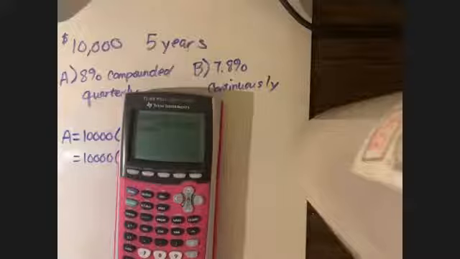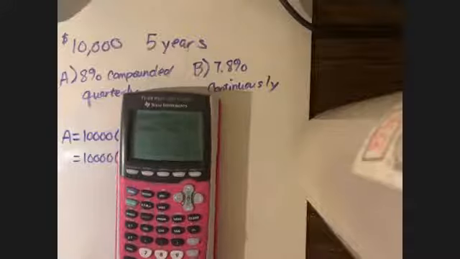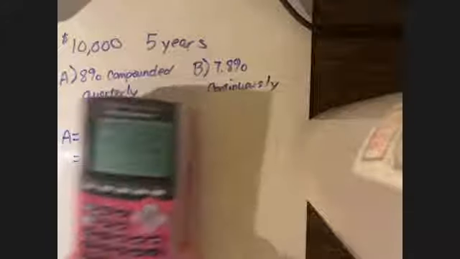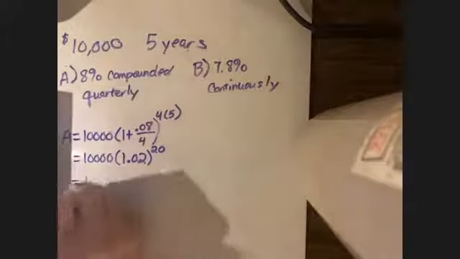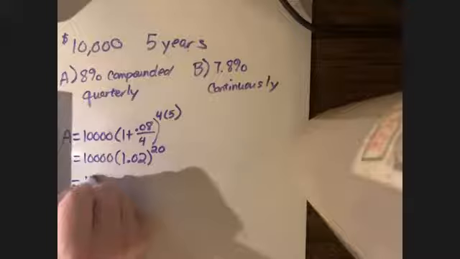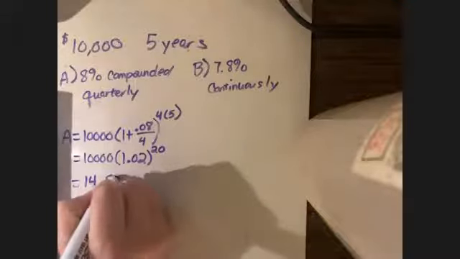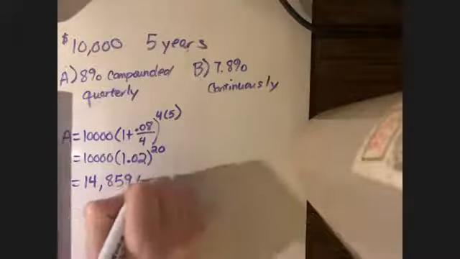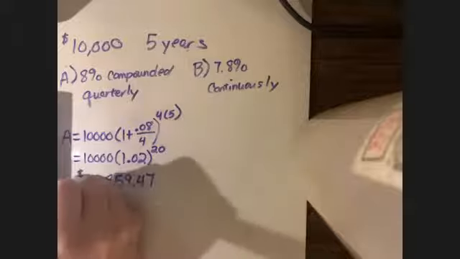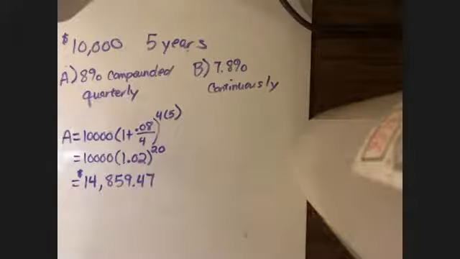I've got 10,000 times 1.02 raised to the 20. Now, guys, we are talking about money here, so it makes sense for me to go to 2 decimal places. So there is the first option.